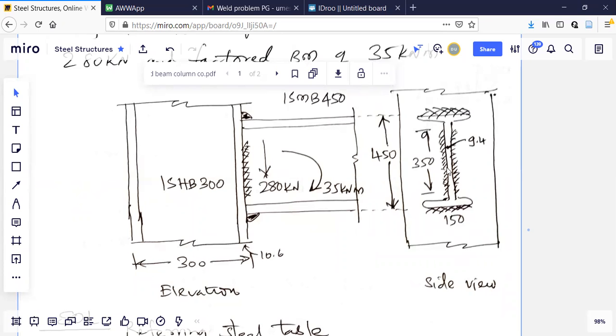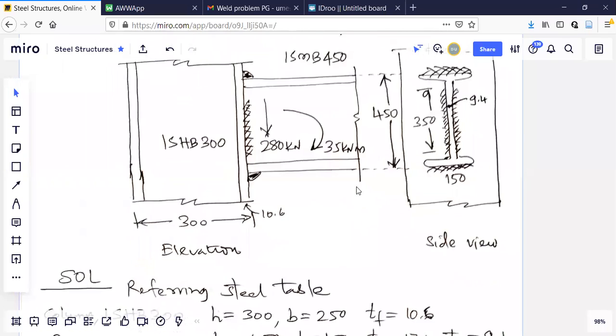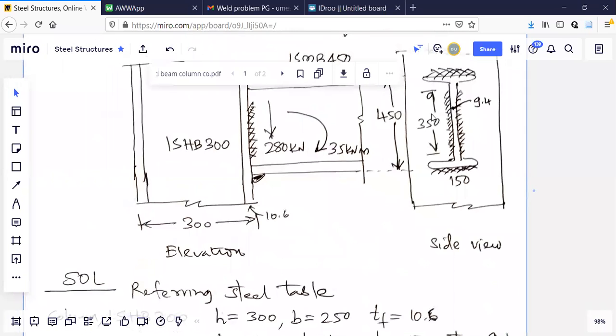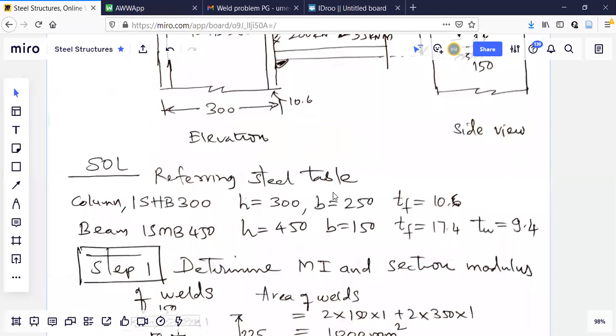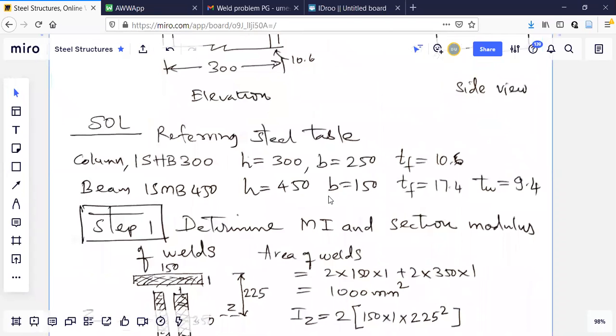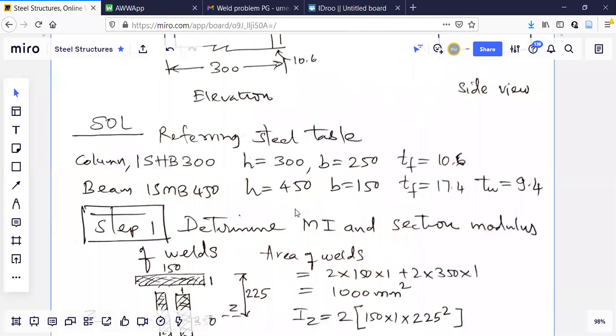On both sides of the web thickness, on either side, you can see in the elevation also, it has to be applied. And above the top flange and below the bottom flange, again 150 mm should be applied, the entire width. This is the pattern they have given. If the pattern is not shown, we cannot find the moment of inertia of welds. It has to be given. You cannot solve the problem without that data.